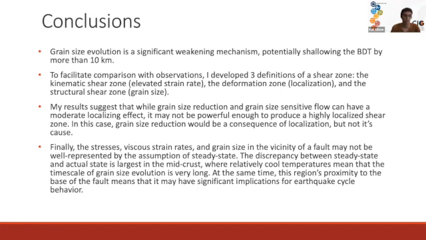And finally, the stresses, viscous strain rates, and grain size in the vicinity of a fault may not be well represented by the assumption of steady state. The discrepancy between steady state and actual state is largest in the mid-crust, where relatively cool temperatures mean that the timescale of grain size evolution is very long. And at the same time, this region's proximity to the base of the fault means that it may have significant implications for earthquake cycle behavior.